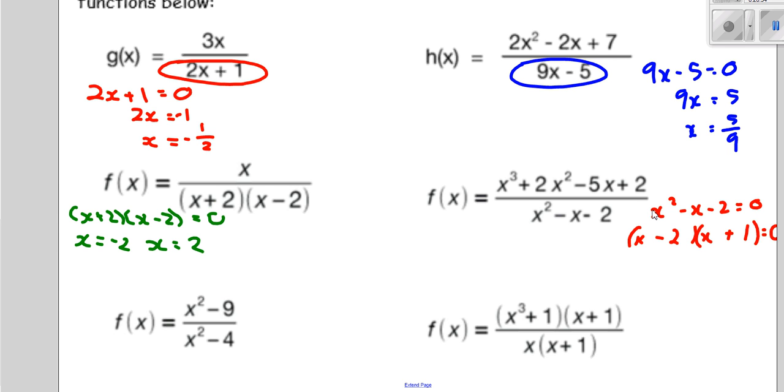Good memory. This is good because it's practicing our quadratic algebra, which is kind of implied in this unit. So what would our two asymptotes be? 2 and negative 1.